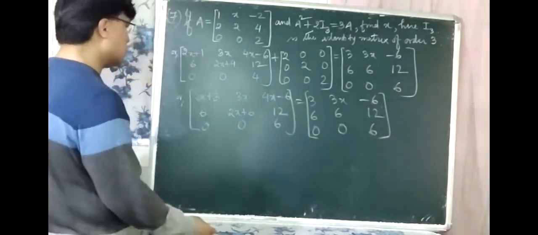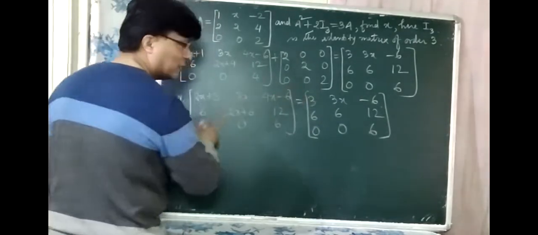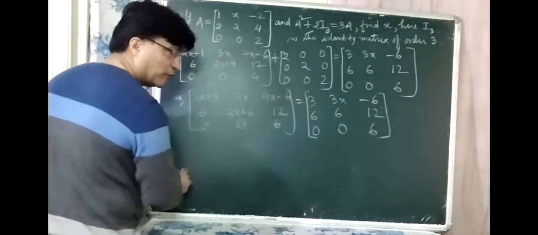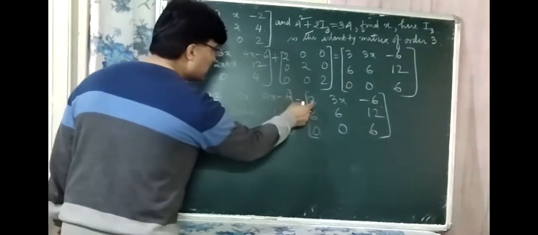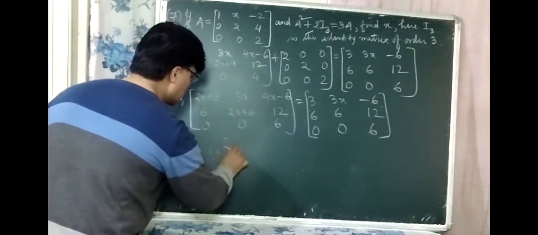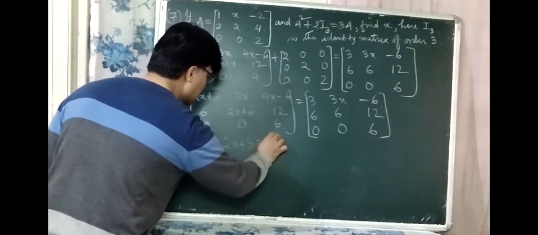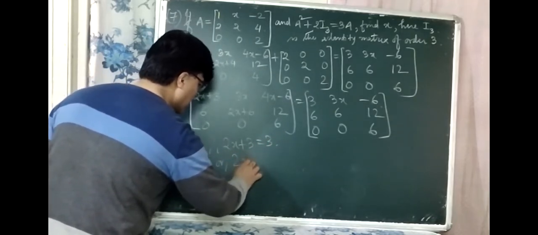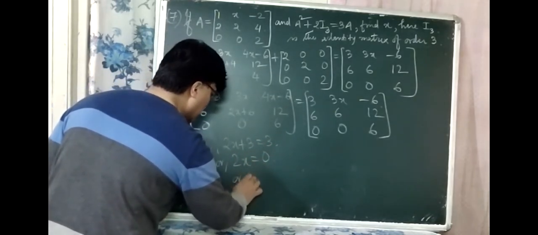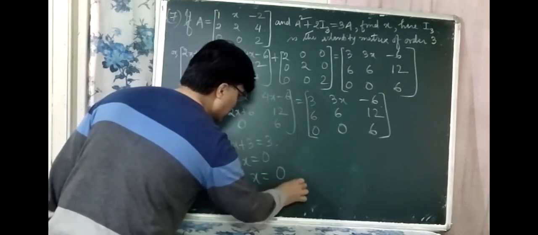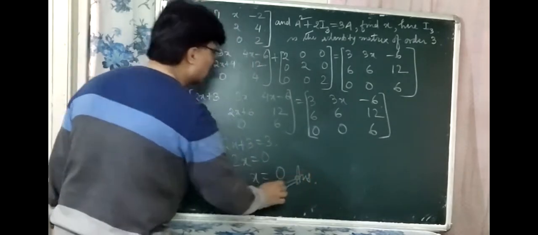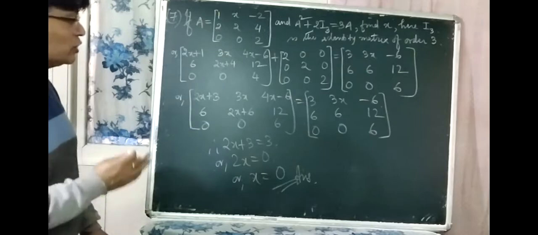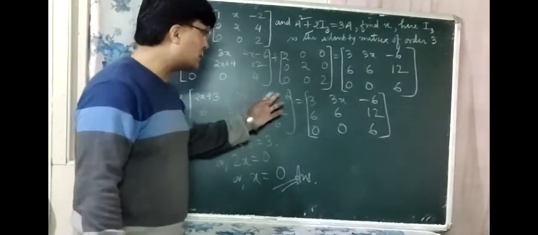Now let us equate 2x plus 3 with 3. You can equate this first element is equal to first element, that is 2x plus 3 is equal to 3, or 2x is equal to 3 gets cancelled 0, or x is equal to 0 by 2, that is always 0. So this is the value for x, which is equal to 0. We got the answer. You may equate 3x is equal to 3x.